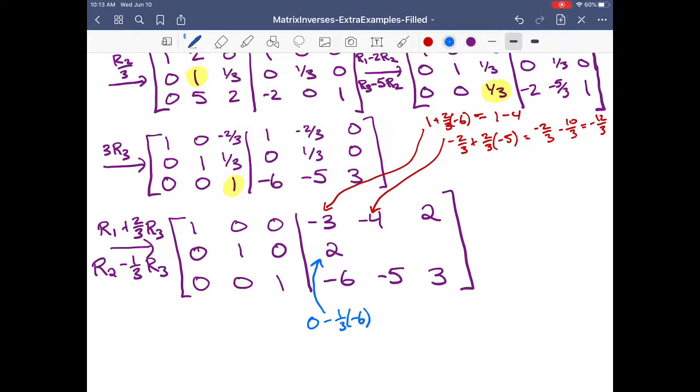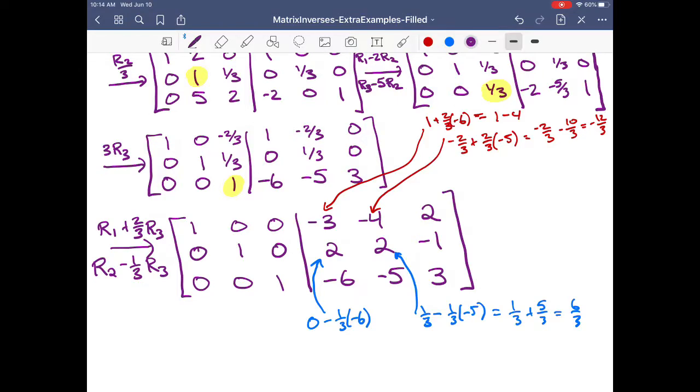Okay. The next spot used to be a 1/3, and now I want to subtract 1/3 times negative 5. So that's 1/3 plus 5/3. So that's going to be 6/3, which is a 2. And then I had a 0. So 0 minus 1/3 times 3, that's just going to be a minus 1.